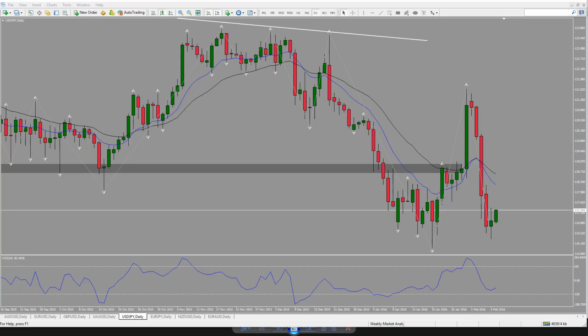Okay, but always try and draw your lines, try and join something up, and let's just see if anything happens, but it's just not happening right now. Let's move on. Euro yen.